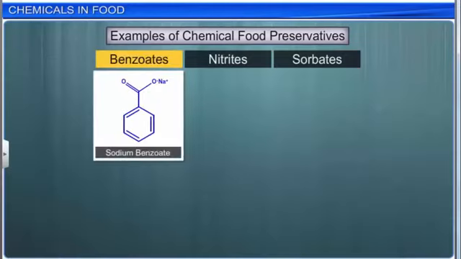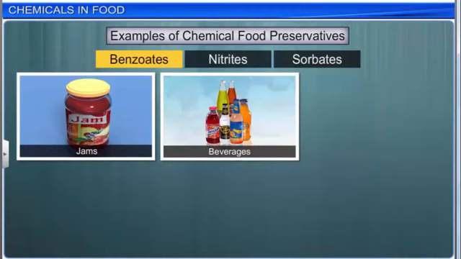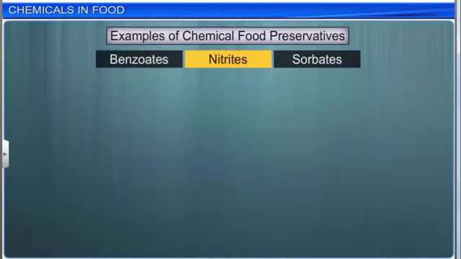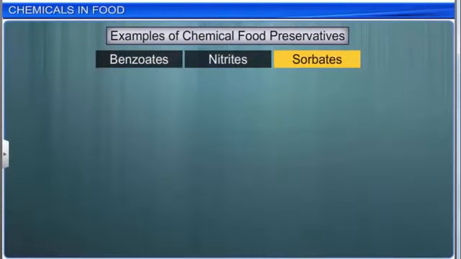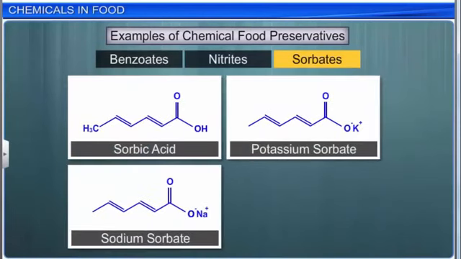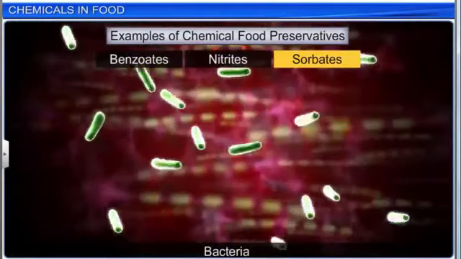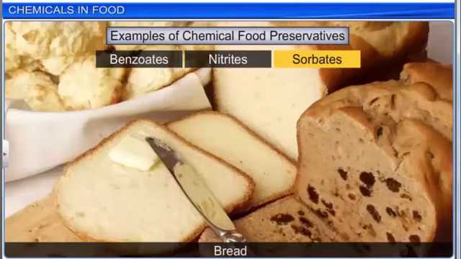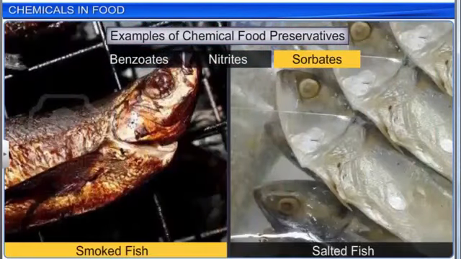Sodium benzoate protects food against yeasts and molds and is used in jams, beverages, salad dressings, pie and pastry fillings, etc. Sodium nitrite is used to fix the colors in preserved fish and meat. The sorbate family of compounds available as sorbic acid, potassium sorbate, sodium sorbate, or calcium sorbate are effective against yeasts, molds, and selective bacteria, and are widely used in cheese, dips, yogurt, bread, icings, salads, beverages, olives, smoked and salted fish, and several other food items.